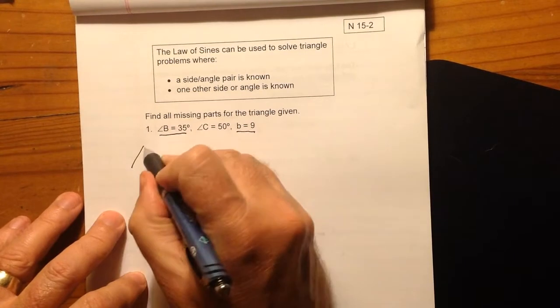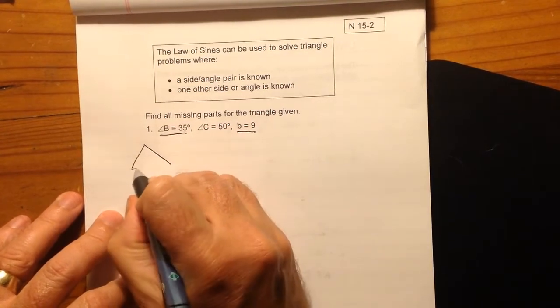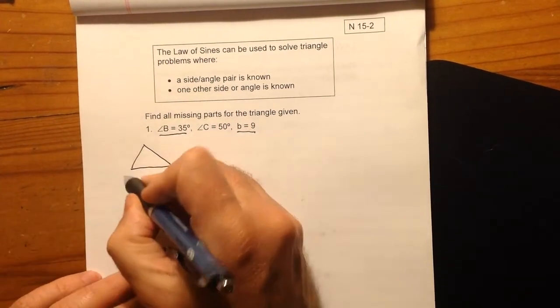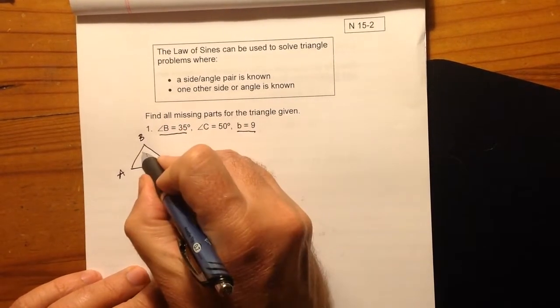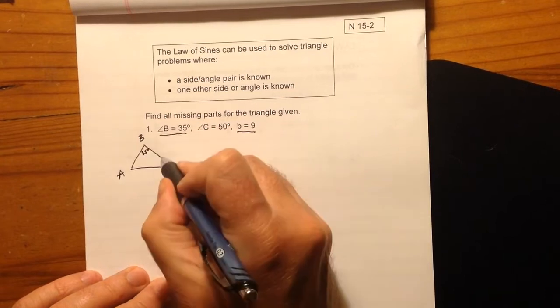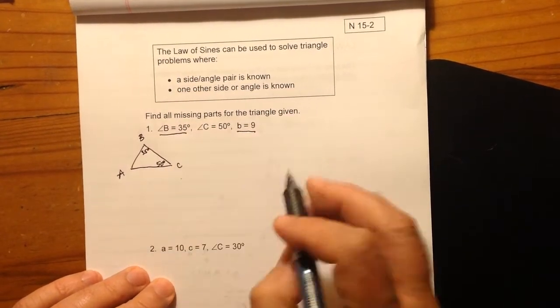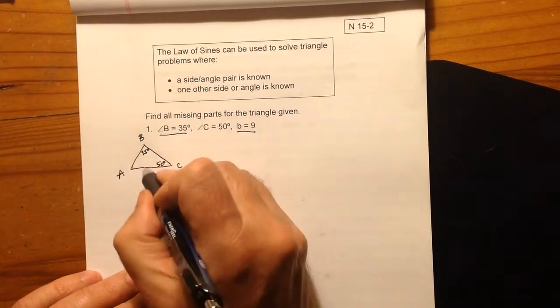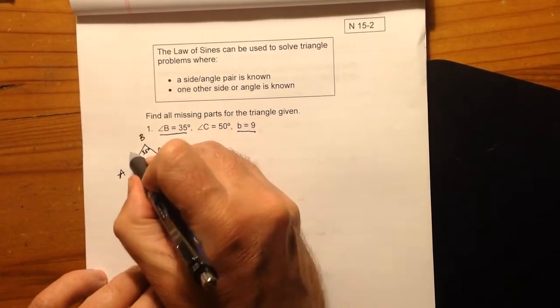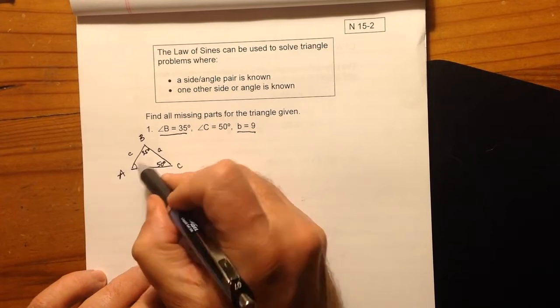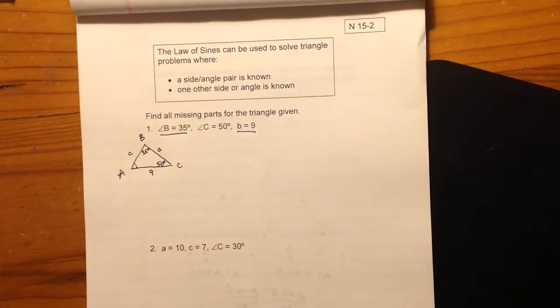So I'm just going to draw this in some kind of general triangle. It doesn't have to match what we have here. And I'm going to label my angles A, B, and C. And angle B is 35 degrees, angle C is 50 degrees, and side B, which is opposite angle B, is 9. So we want to find three things. We want to find angle A, we want to find little a, and little c.